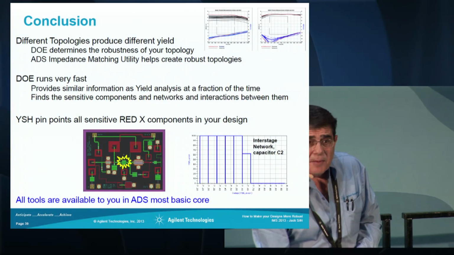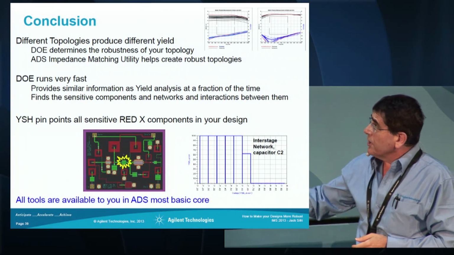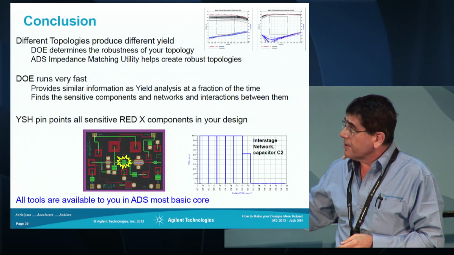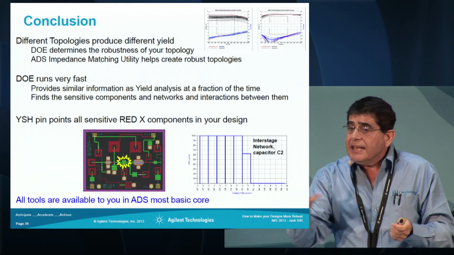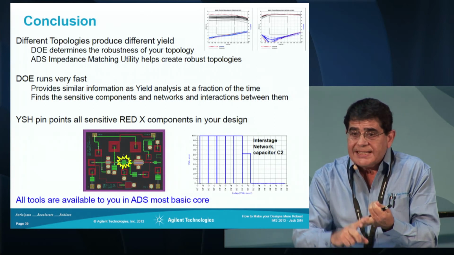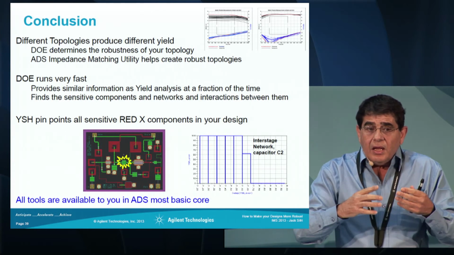So in conclusion, I mainly described to you the design of experiment, but we also have the yield sensitivity histograms. Those tools together could really take any design, whether it's board or IC or system. And I have a lot of examples. I could really talk about this for a whole day. I have a lot of material, but in 20 minutes, I hope I gave you a brief introduction to this topic.